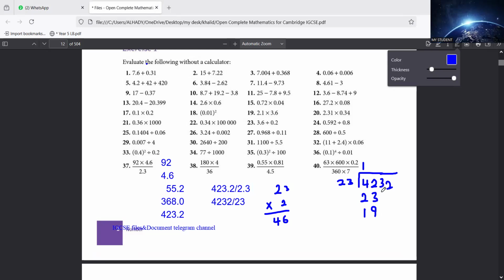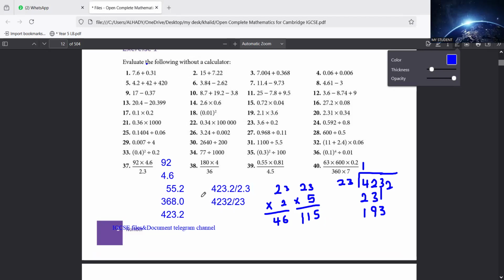What do we do now? We bring the 3 down. Then 193. You don't memorize what 193 divided by 23 is, but you can go and try first with the middle number, which is what? You multiply by 5. You multiply 23 times 5. And 23 times 5, you say 5 times 3 is 15. You carry over 1. And 5 times 2 is 10, plus the 1 is 11. So this is 115, which is still smaller than 193.